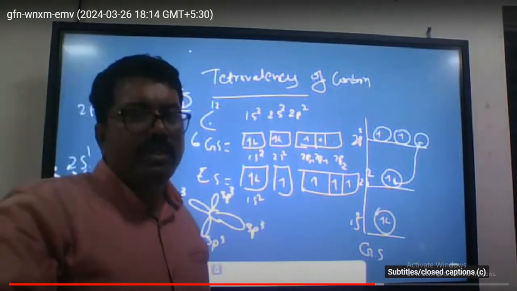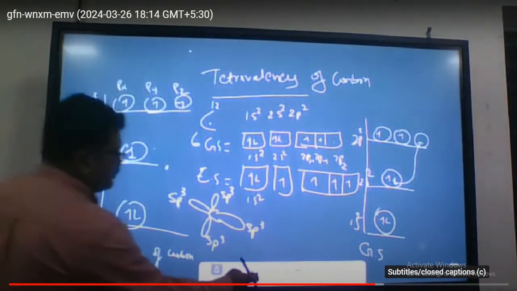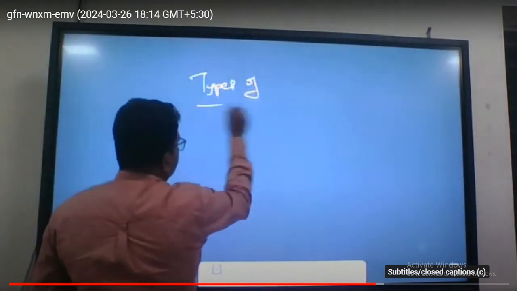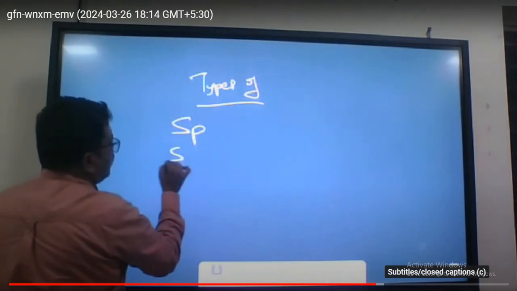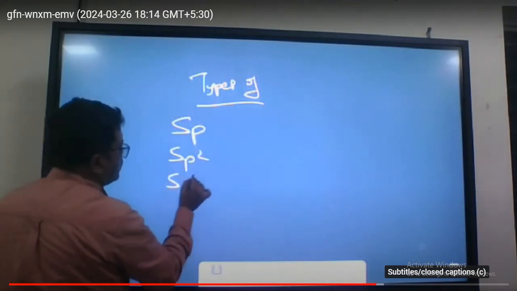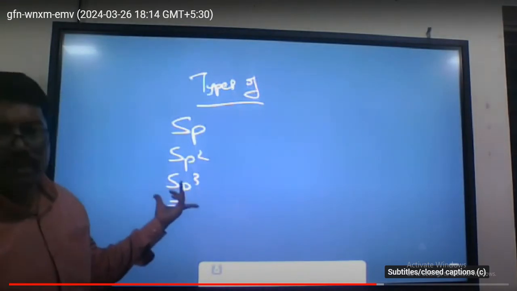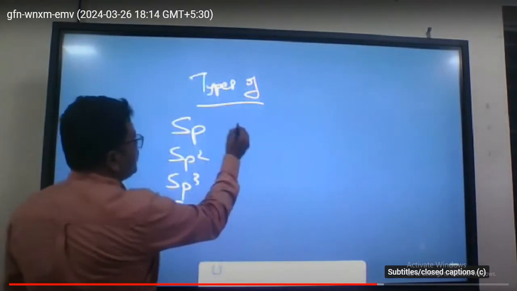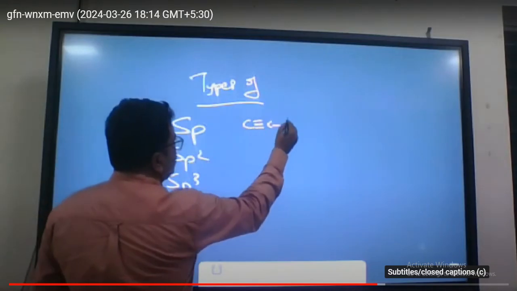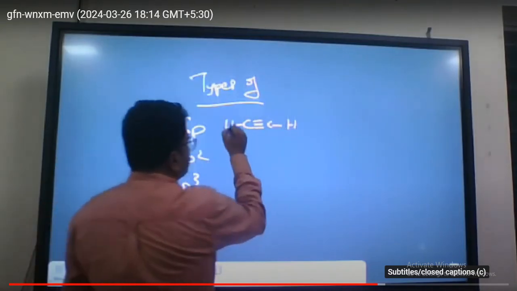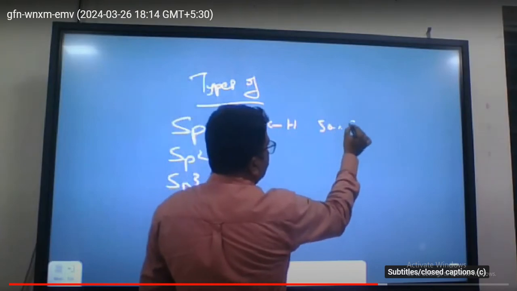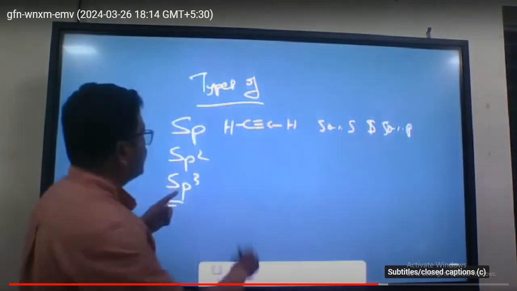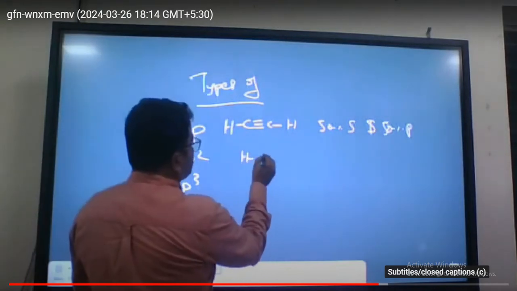So what are the types of hybridization found? sp hybridization, sp2 hybridization, sp3 hybridization. Notice. What is sp hybridization? Carbon with a triple bond is sp hybridized, with 50% s character and 50% p character. What is sp2 hybridization? This is a double bond.